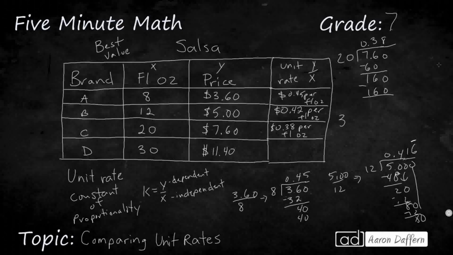I've got 30 into 1140. So 30 goes into 114 3 times. It's going to be 90. Leaves me 24. Look at that. 3 goes into 24. That's 8. Huh. It's going to be the same thing. All right. So our answer is going to be either C or D because they both have 38 cents per fluid ounce.